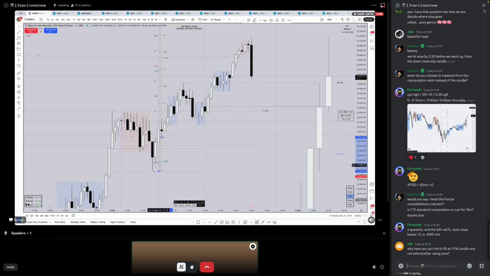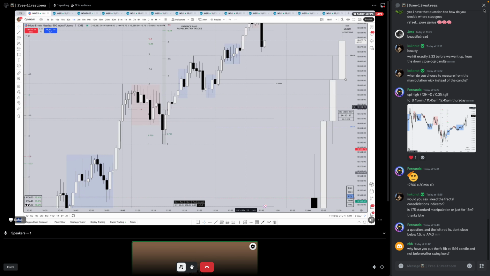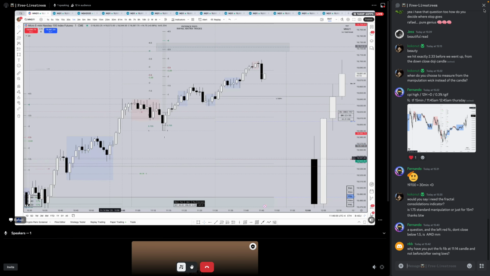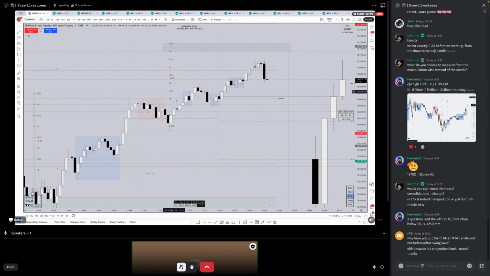The correct measure will be this low. Let me put this on to the side. This low to this high, but because it's not the real swing low, I just measure the one candle, the rejection block. That makes sense for me. And of course, you can measure this other fractal consolidation here, but we didn't make this swing low, so for me, it doesn't matter. What matters is when we have a new swing low like this one.